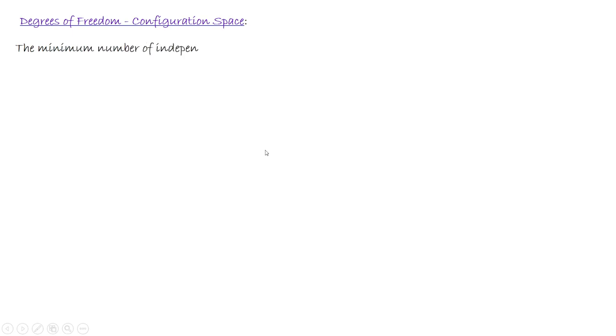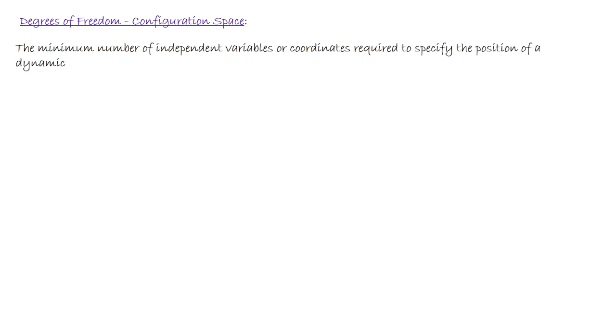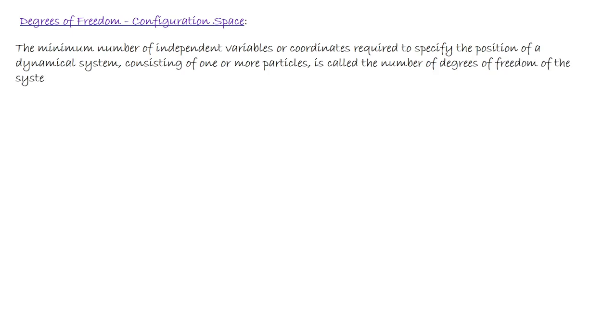The minimum number of independent variables or coordinates required to specify the position of a dynamical system consisting of one or more particles is called the number of degrees of freedom of the system.